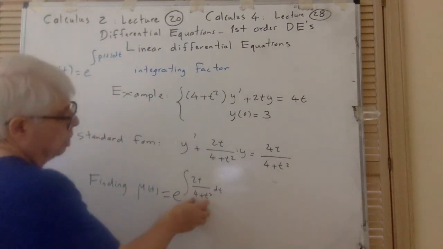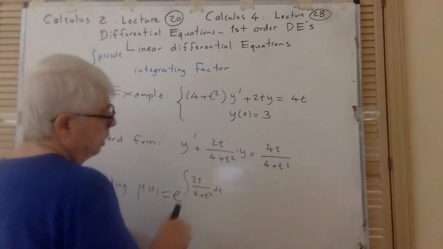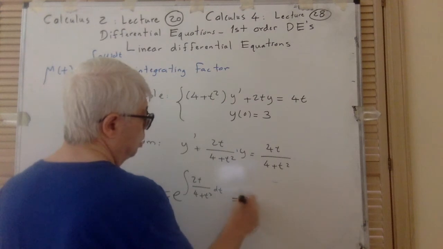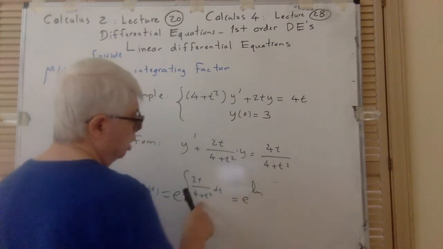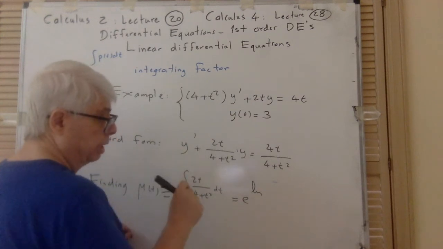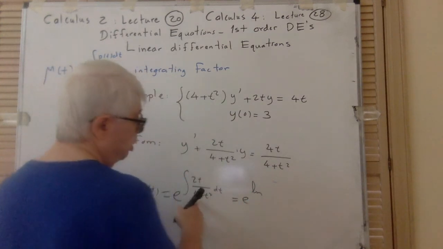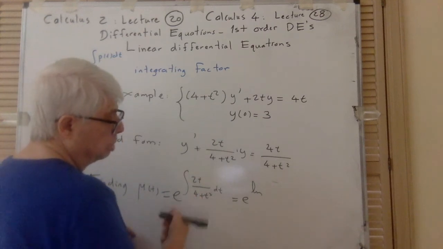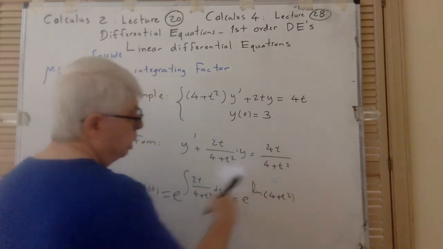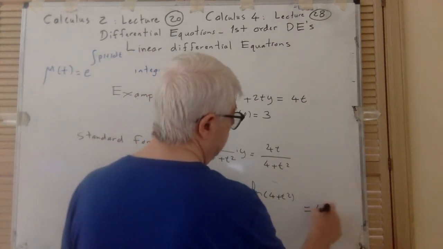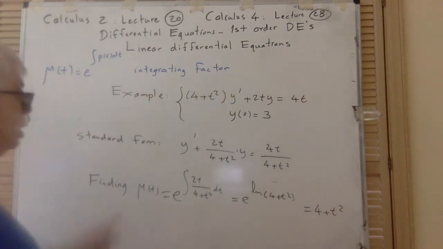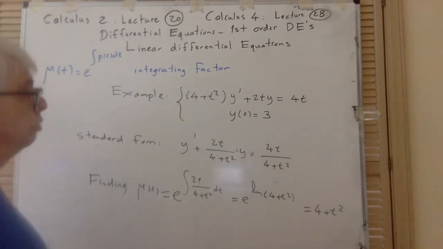So what is this? This is very easy. In fact, 2t is the derivative of the denominator. So I have e to the power ln of the denominator. That is f prime over f, and remember, f prime over f gives ln. It's not always ln of the absolute value, so do I need absolute value? No, because this is always positive. So I have ln of 4 plus t squared. E to the power ln gives me simply 4 plus t squared. So the integrating factor is in fact 4 plus t squared.